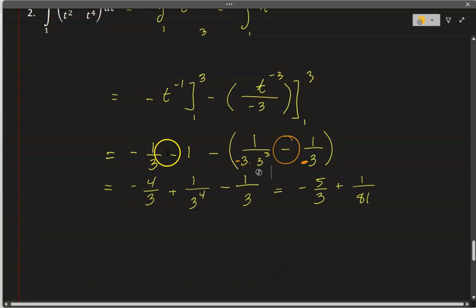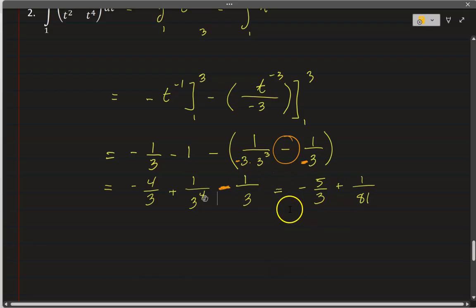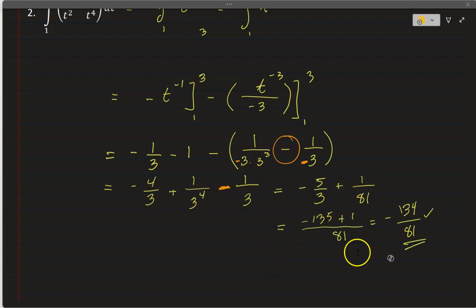You're just adding the two fractions, plus, so negative times a negative is positive, so that would be 1 over 3 to the 4th. And then this negative has to be multiplied inside, but before doing that, this negative and this negative, which is negative 1/3, that is positive, and the negative comes in, and then this value is negative right there. That's negative. And then when you do the math, you get negative 5/3 plus 1 over 81, which the final answer will be negative 134 over 81. Okay, so that's the second question.